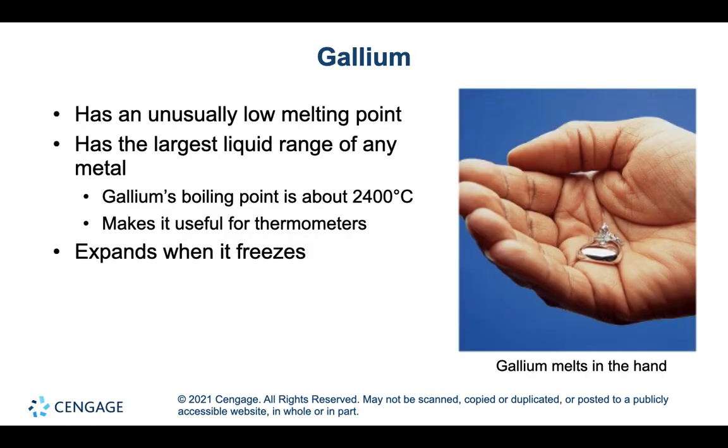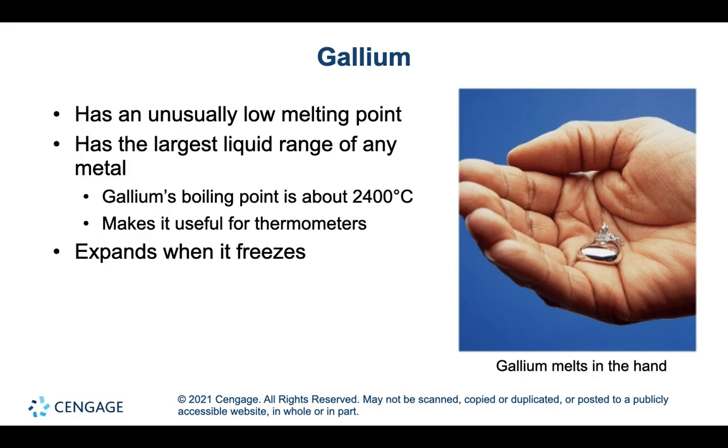Gallium's really interesting. It's got a really low melting point. Your body temperature can melt gallium, which is rather unusual for a metal to be able to be easily liquefied like that. It actually does have a really high boiling point, though, of 2400 Celsius. Gallium can be used in thermometers just like mercury can.